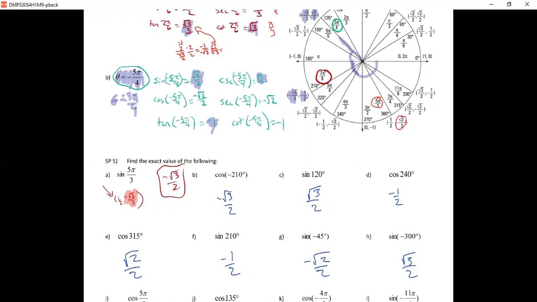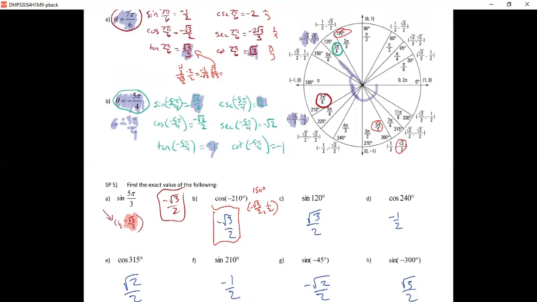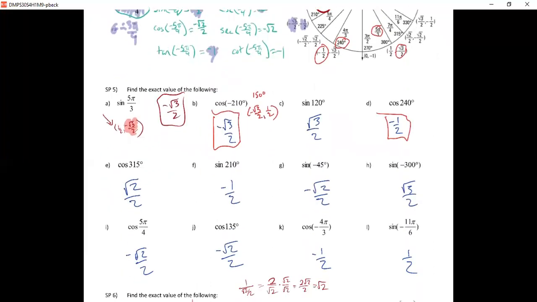Negative 210 is coterminal with 150 degrees. So that's associated with the negative square root of 3 over 2, comma 1/2. Cosine is the x value, which is why I wanted that x value of negative square root of 3 over 2. 120 degrees is right here. Sine is the y value, so positive square root of 3 over 2. 240 is right here. Cosine is the x value, so negative 1/2. That's how I get that. And continue on over and over again.